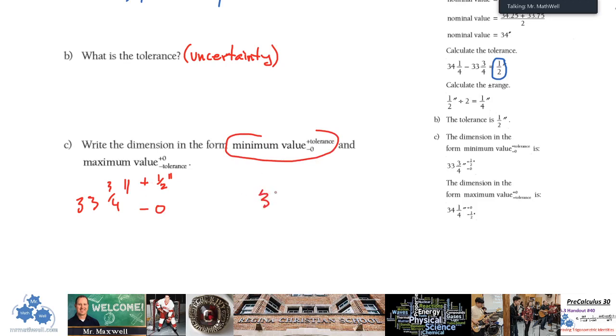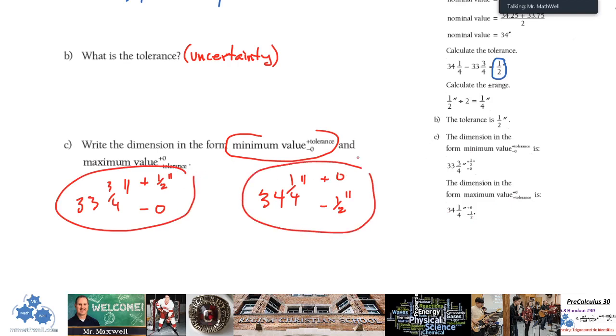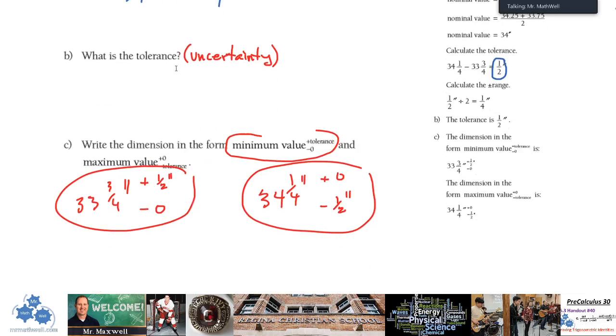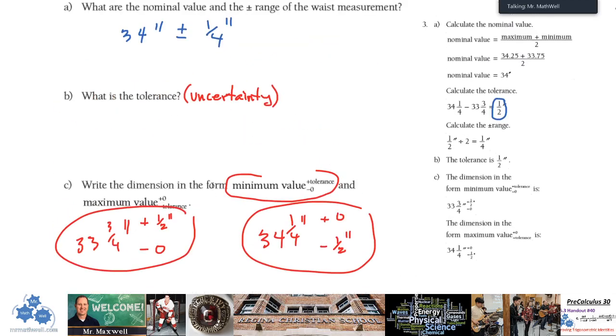Or you could write the largest measurement possible, and then plus 0, because you can't go any higher, but you could go down 1/2 an inch. And that's what's stated over here. I know that's a little strange, a lot of little notation, but you probably are going to be asked to do that on your test. So make sure you have all those things straightened out. The nominal value is like the average, the tolerance is like the uncertainty or the range, and then this way of writing it. Any questions about that?